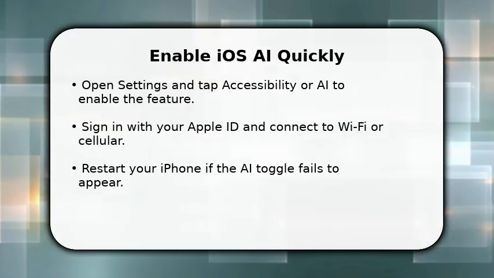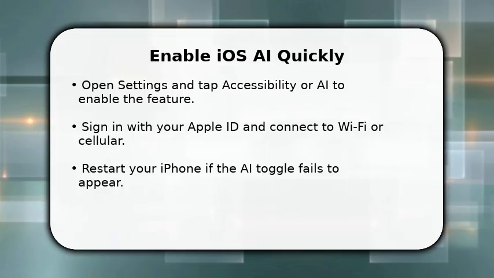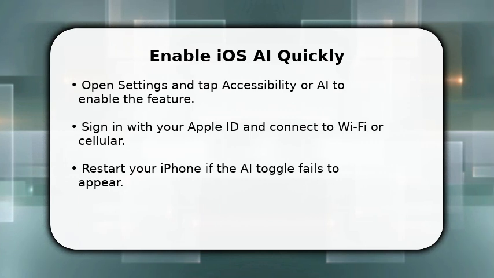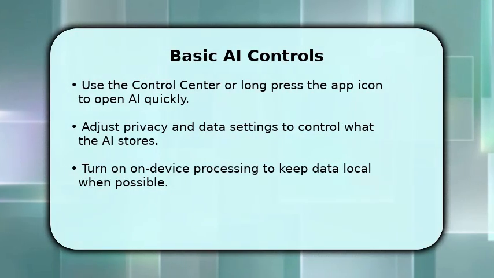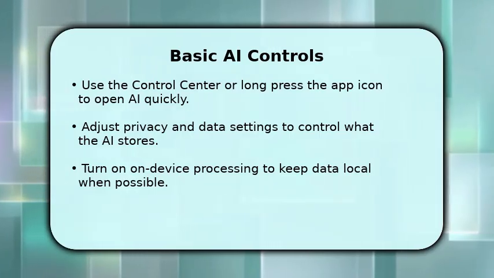Grant microphone and camera access if you want voice and visual features to work. Restart your iPhone if you do not see the AI option appear after enabling updates. Access AI fast from Control Center or by long pressing the app icon on your home screen.